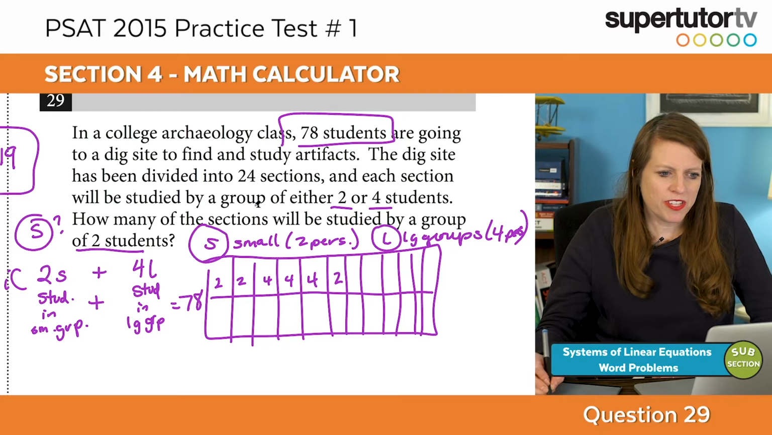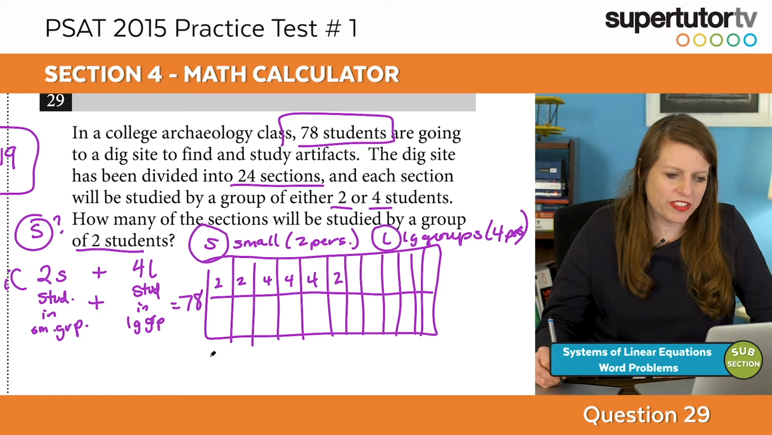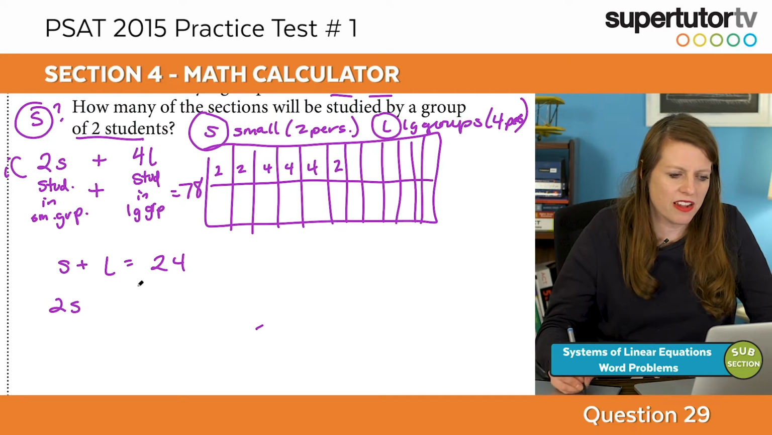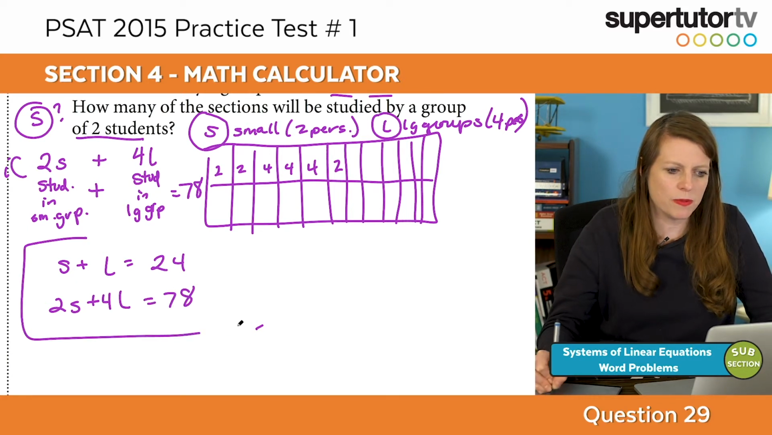That's my need. Now here's the other thing I know. I know we have 24 sections. So I know that S, the number of small groups, and L, the number of large groups, sum to 24. And there is my system of equations. So we have 2S plus 4L equals 78, and S plus L equals 24. Those are our 2 equations, and I'm just writing the other one down here. And so here is my system of equations.